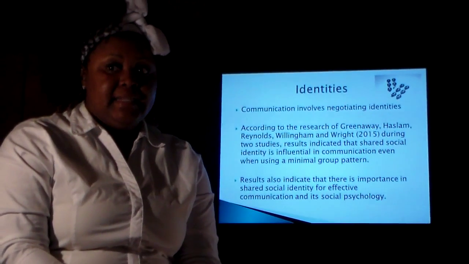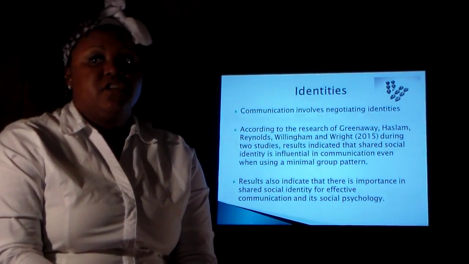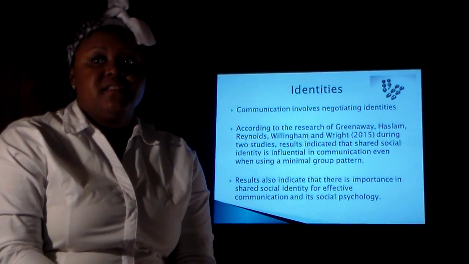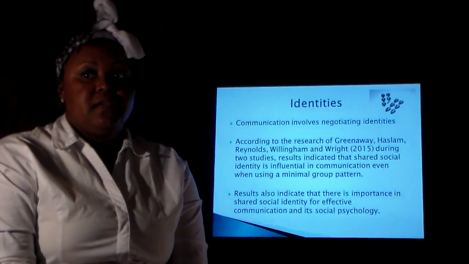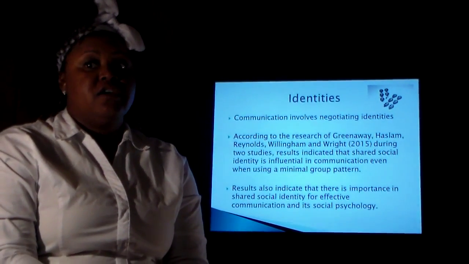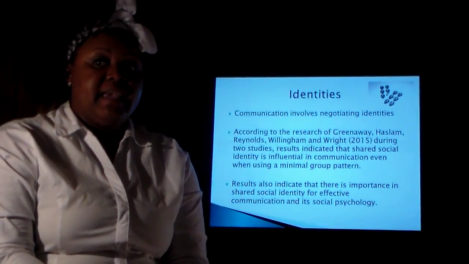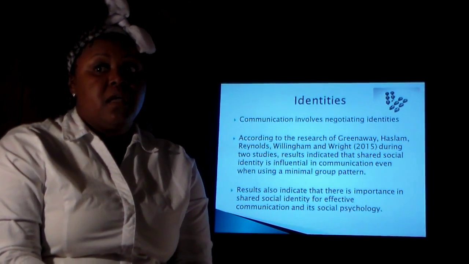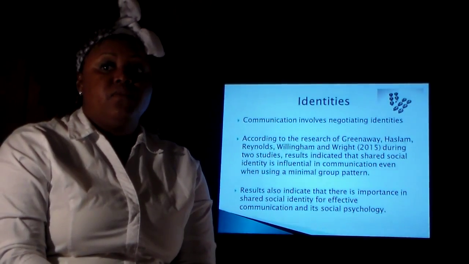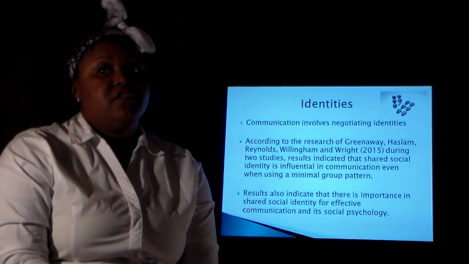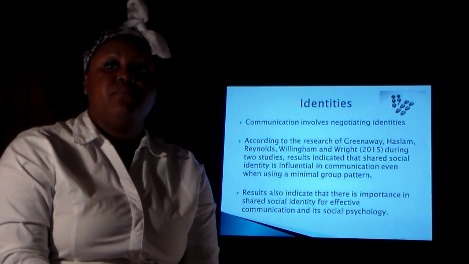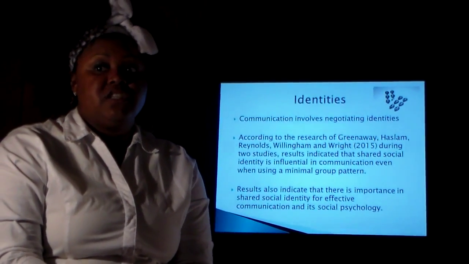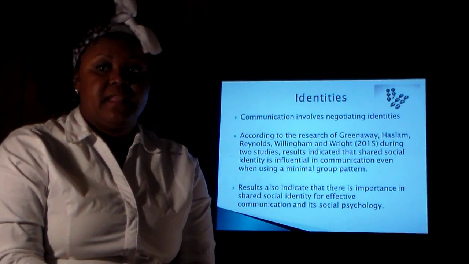Next, we'll talk about identities. Communication involves negotiating your identity. According to the research of 2015 of the listed researchers doing two studies, the results indicated that shared social identity is influenced in communication even when using a minimal group pattern. The results also indicated that there is an importance in shared communication identity for effective communication and its social psychology. Next slide.